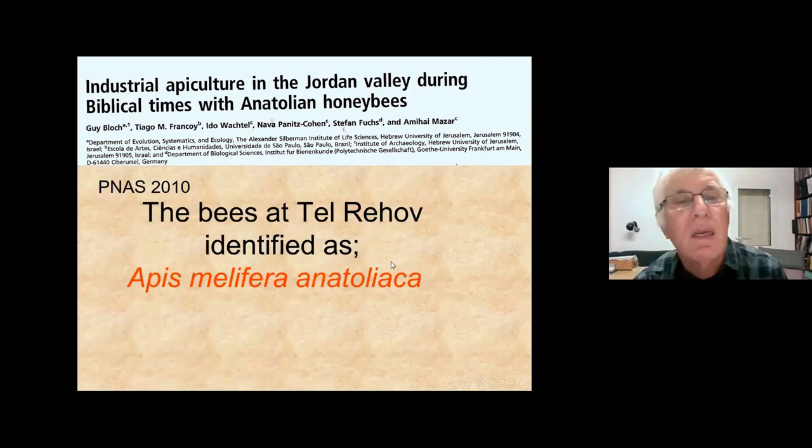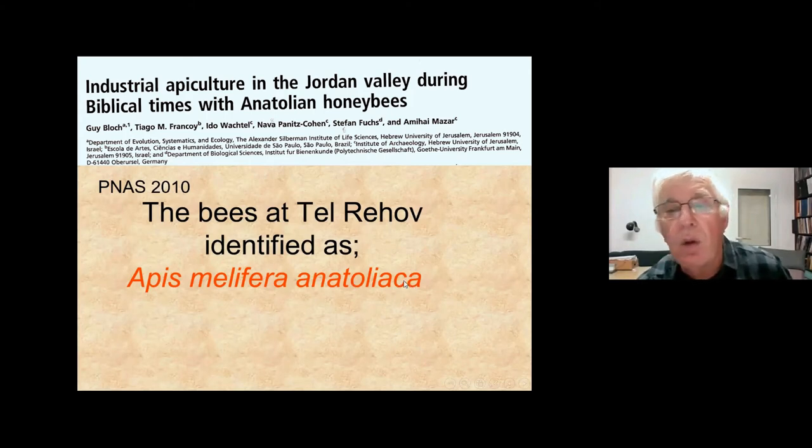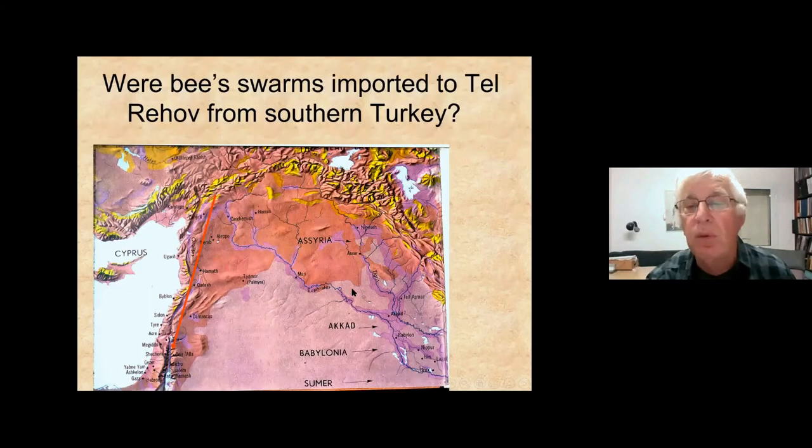And they were analyzed, and they were identified by three scholars from Germany, from Brazil, and from Israel as a very specific type of honeybee, the honeybee that is typical to Turkey, Apis mellifera anatoliaca, Anatolia, Turkey, which is very different from the local bee that we find in Israel until recent years, before they brought new bees from Italy and Australia and so on. So the source of our bees is somewhere here in Turkey, about 500 kilometers north of our site, Tel Rehov.